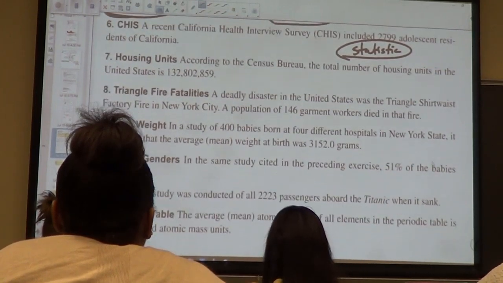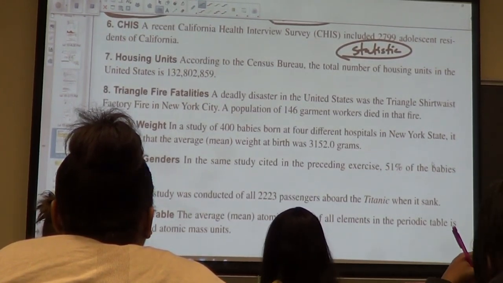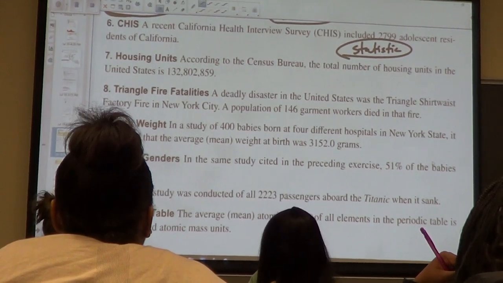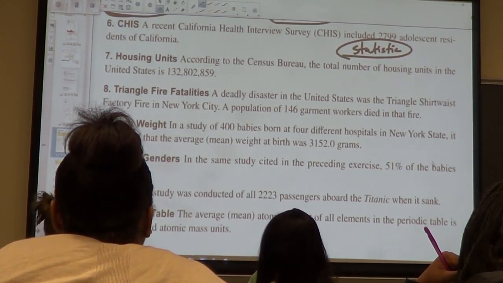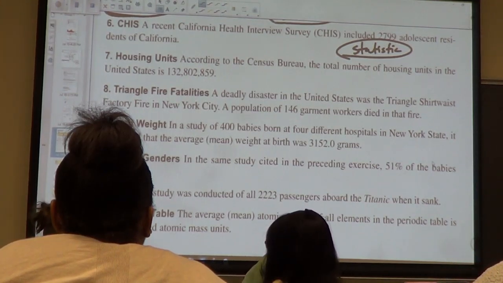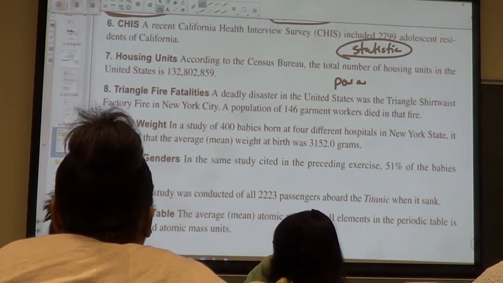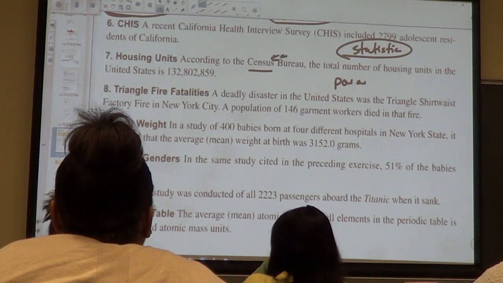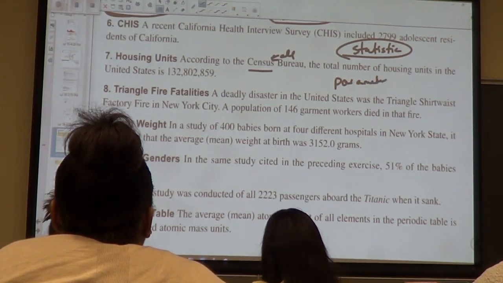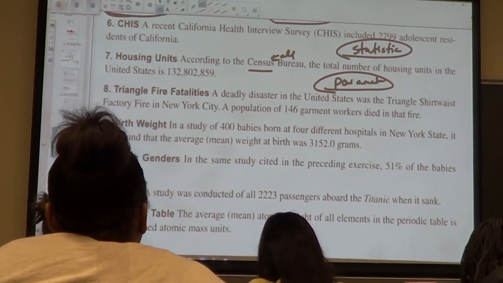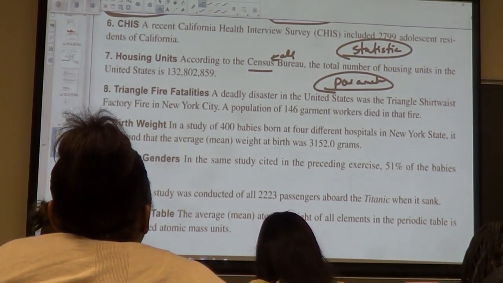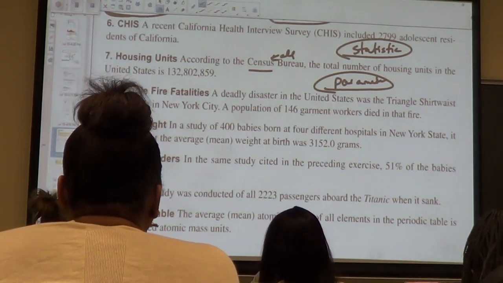All right. According to the Census Bureau, the total number of housing units in the United States is a certain number. Statistic or a parameter? Parameter. That one is going to be a parameter because we use the word census, which we know means all. All right, try those last ones, 8 through 12. It's either going to be a statistic or a parameter.